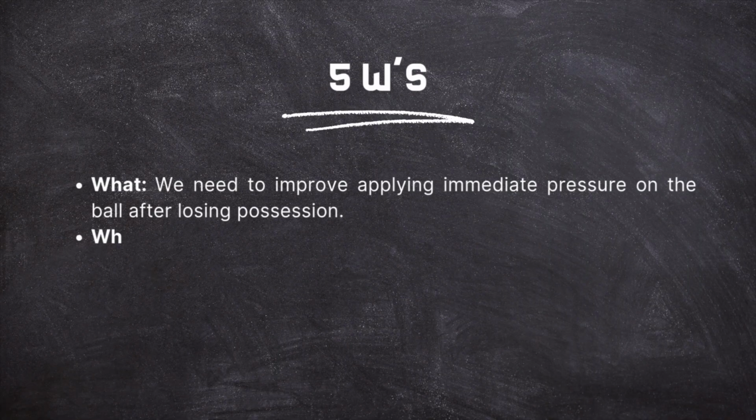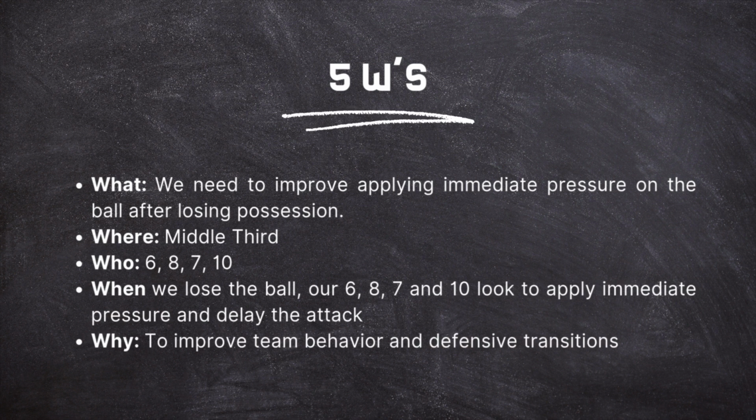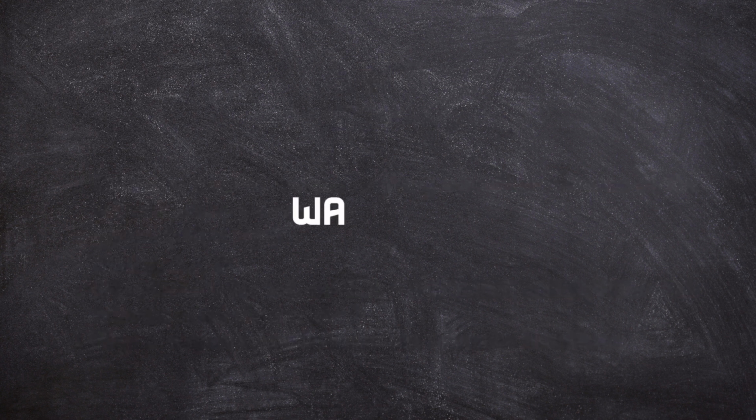Here's a breakdown of what we're working on today. What? We need to improve applying immediate pressure on the ball after losing possession. Where? Middle third. Who? Players 6, 8, 7, and 10. When? When we lose the ball, our 6, 8, 7, and 10 look to apply immediate pressure and delay the attack. Why? To improve team behavior and defensive transitions.